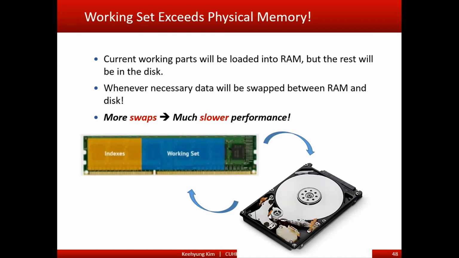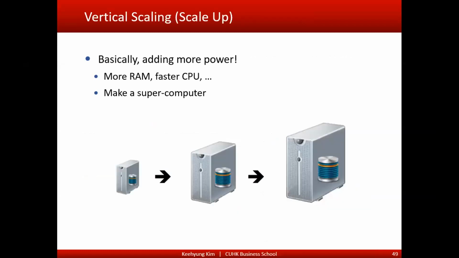So how do we overcome this problem? The first way is vertical scaling. We can scale up the system, basically adding more power to the PC or server. If the RAM space is not enough, we put in more RAM. If the CPU is not that fast, we put in a stronger CPU. Basically, we upgrade the computer, making a supercomputer as a server. So that's the first approach.